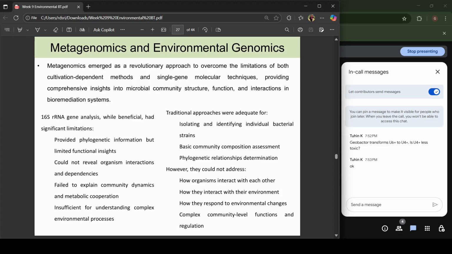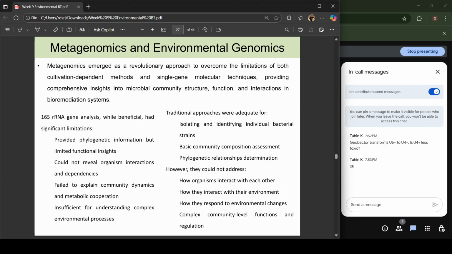So next comes the metagenomics approach. Now we have seen cultivable and non-cultivable methods. Here comes metagenomics. So metagenomics is again like 16S rRNA. This is again a revolutionary approach to overcome the limitations of both cultivation dependent and cultivation independent single gene molecular techniques, and it gives us comprehensive insights into the community structure, function, and interactions in bioremediation systems.